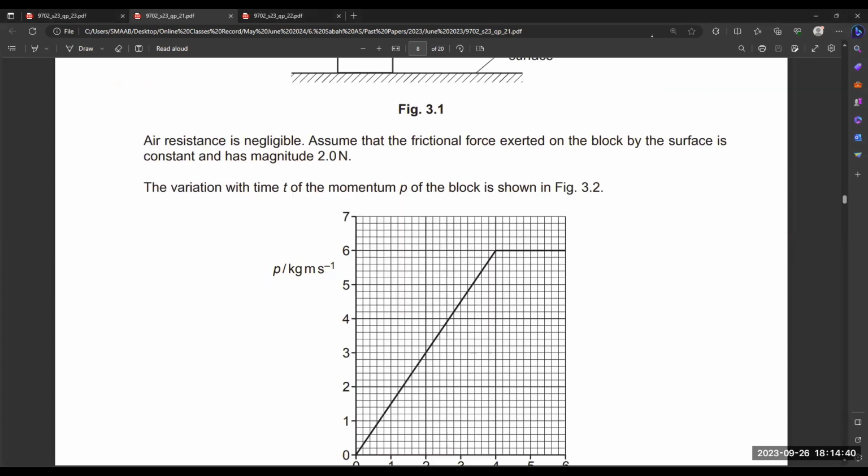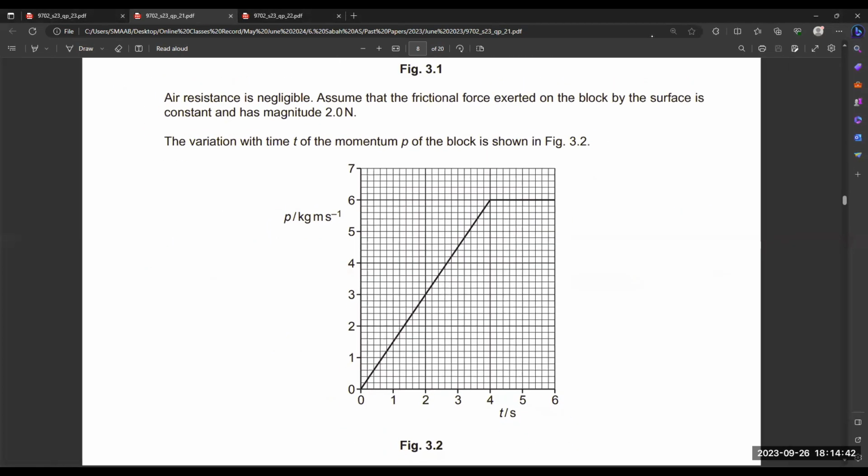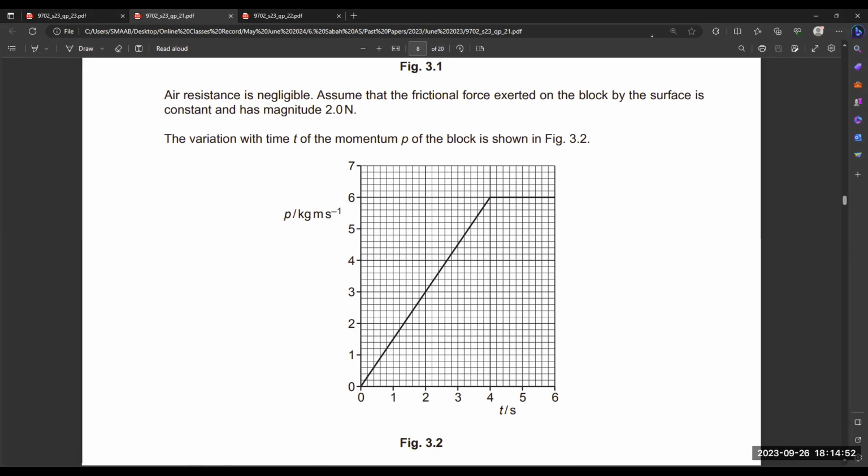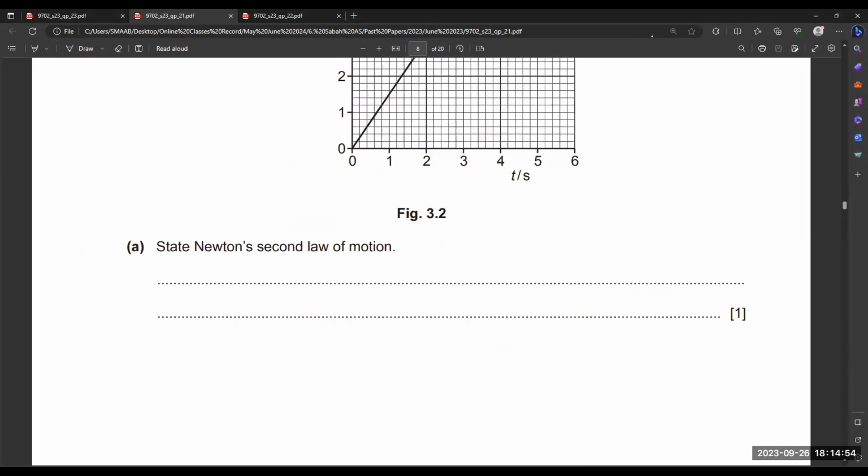Okay, can you go down? Because see what they're saying. I opened the paper up on my laptop. So it's: state Newton's second law of motion. His first law is that an object which is at rest or having constant velocity will remain that way. That was the first law. The second one is that the force is proportional to the rate of change of momentum.